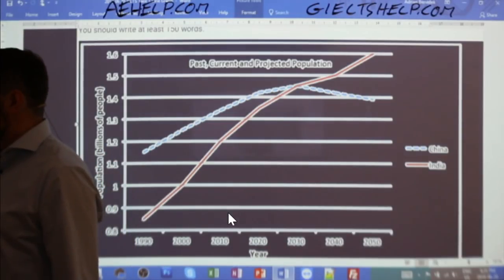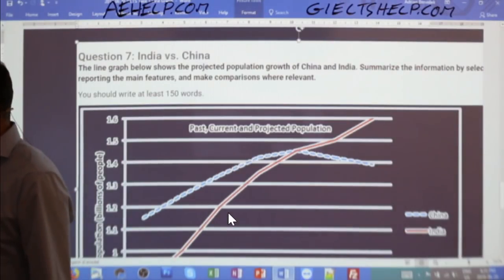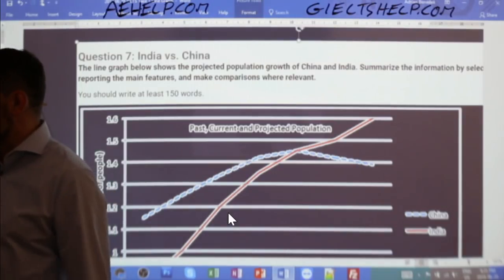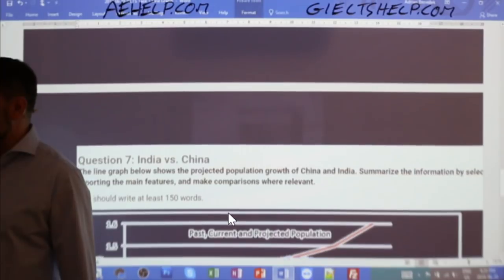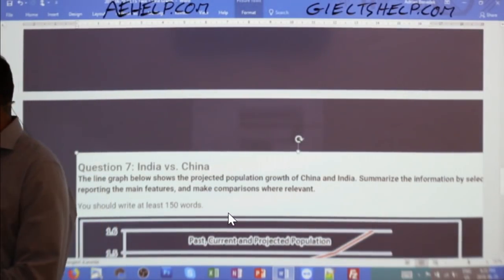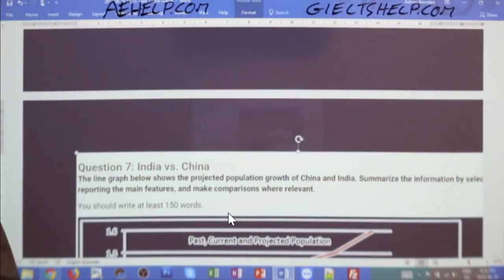So again, this question here is saying the line graph below shows the projected population growth of China and India. Summarize the information by selecting and reporting the main features and make comparisons where relevant. So try to paraphrase that for me. The line graph below shows the projected population growth of China and India. How can you paraphrase that?